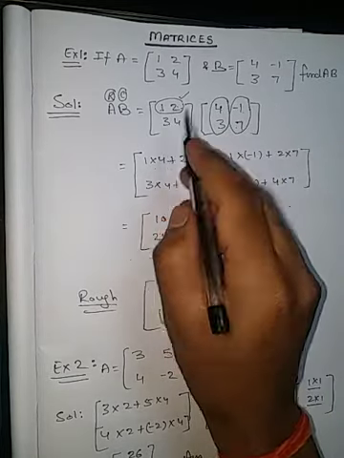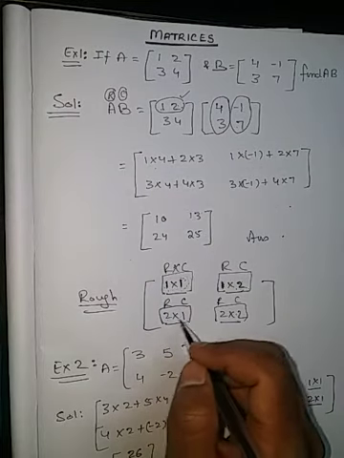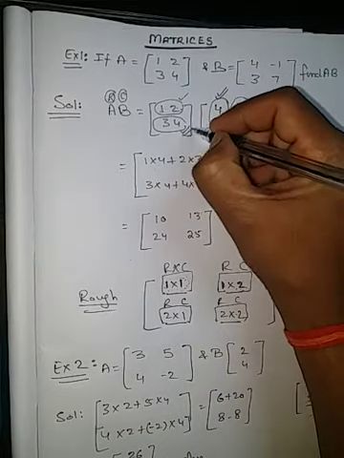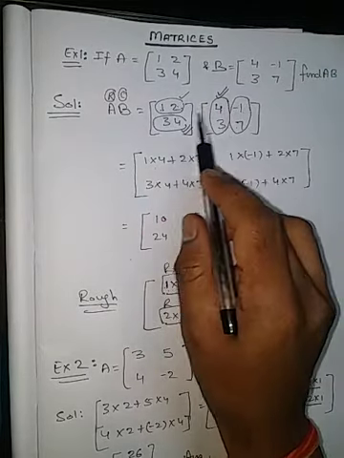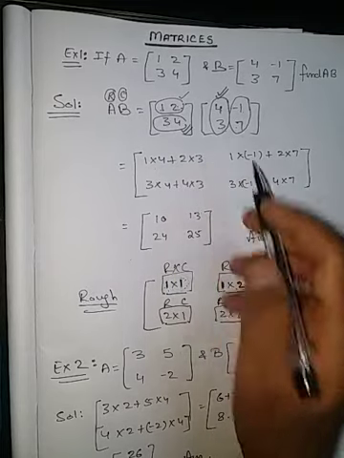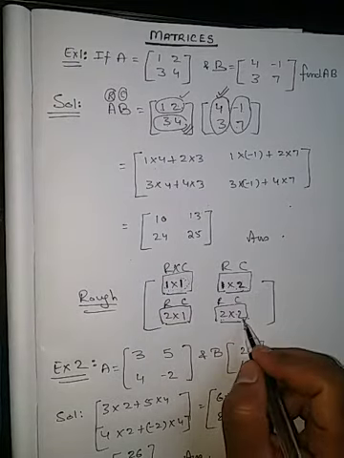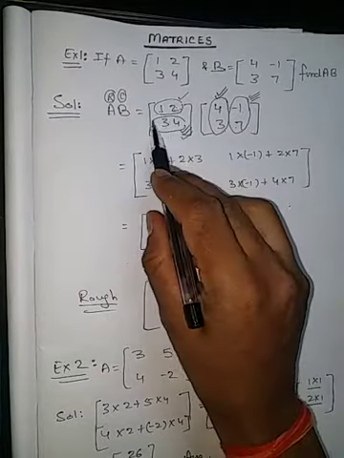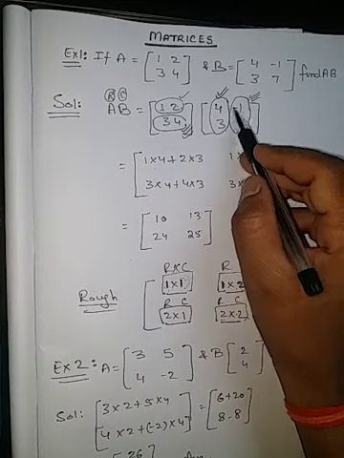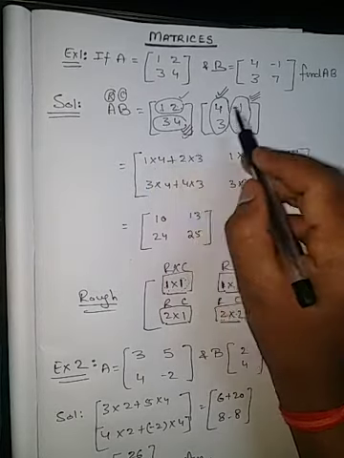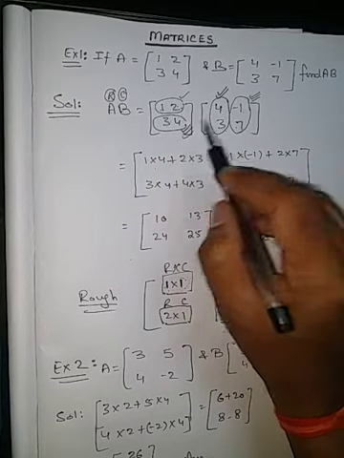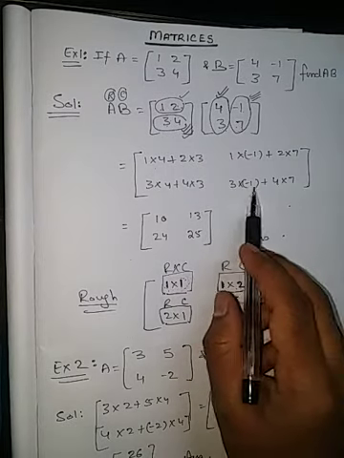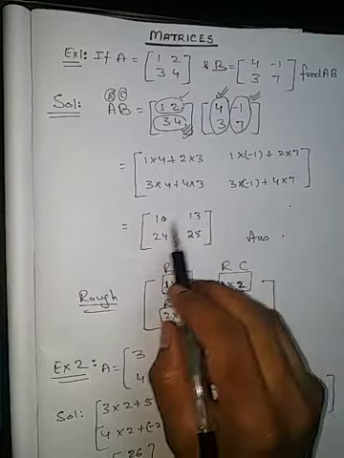Same way, the next position is second row, first column. Take the second row and the first column: 3 into 4 plus 4 into 3. The last one is second row, second column. Take the second row, 3 and 4, and the second column, minus 1 and 7. Take the first term multiplied by the first term, second term by the second term: 3 into minus 1 plus 4 into 7. Now solve this, you will get these 4 answers.